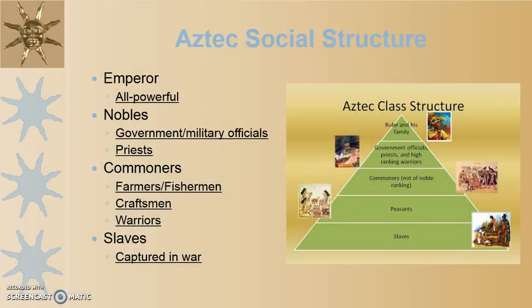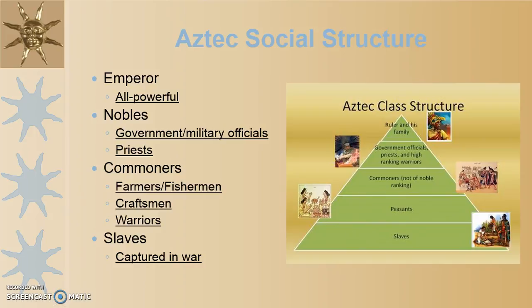So let's look at their social structure. Here's the pyramid of their social structure. You have the ruler and his family at the top. Your government officials, your priests, and also high-ranking warriors were highly respected. You have your commoners, those who are not of noble blood, and then beneath them you have your peasants. So the commoners are more like a middle class, and then your peasants are the people who work the fields. At the bottom you have slaves.